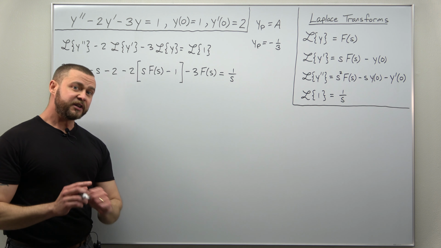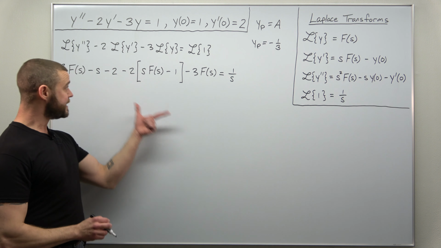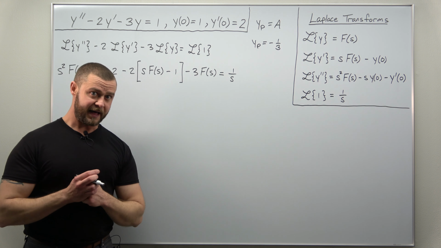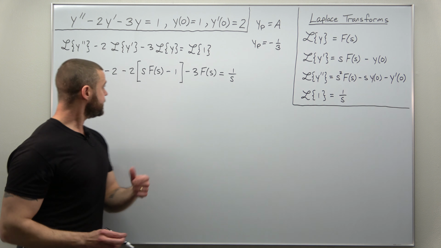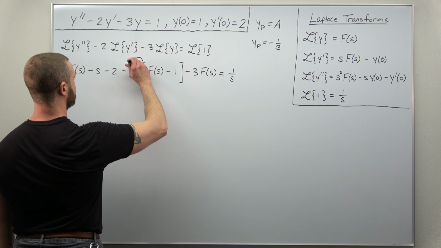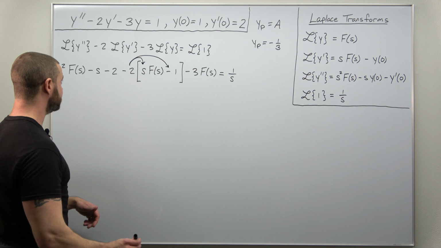All right, now that's basically step one of using Laplace transforms. Here we have now an algebraic equation, and we're going to solve it for F of s. So let's take our time. I'm just going to go ahead and distribute this -2 through the parentheses, and I'm just going to write down all the terms here.